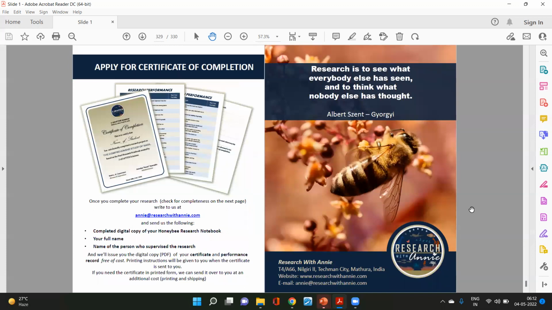And once you're done with your research, you can send your filled in notebook, the PDF copy of it, and we will send you a certificate of completion, and we will critique your research performance, so that you can know where you can improve and where you did well. And yeah, basically that. So you'll get a certificate along with your performance record. So that is about it.